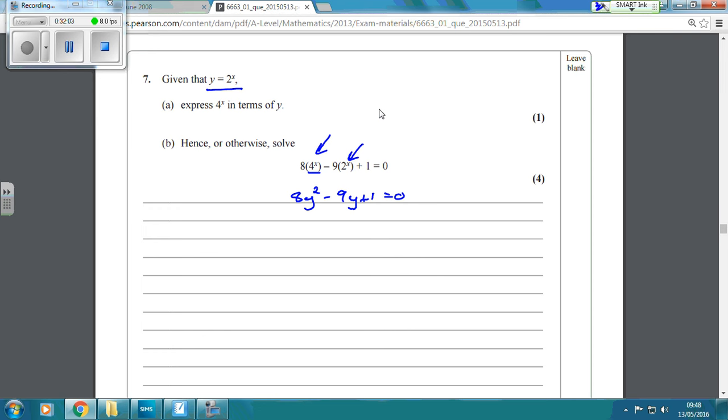So, okay, now we need to factorize that. And again, it doesn't matter how quickly you factorize it, you've actually got just over 6 minutes to do this question. In fact, now you've got 6 minutes dead to do this question. So if we do that, it's going to be (y minus 1) and (8y minus 1). So we've got the two solutions, y equals 1, and 8y equals 1. So you've got y equals 1/8.